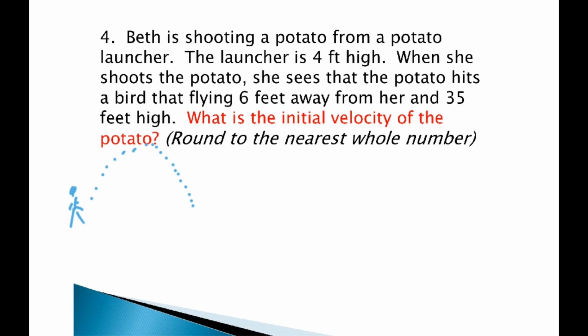When she shoots the potato, she sees that the potato hits a bird that is flying 6 feet away from her and 35 feet high. So let's think about what that means. 6 feet away from her is this direction, and 35 feet high is this direction. So if she's at the origin, then the point on the graph is (6, 35). So our equation is going to go through the point (6, 35).